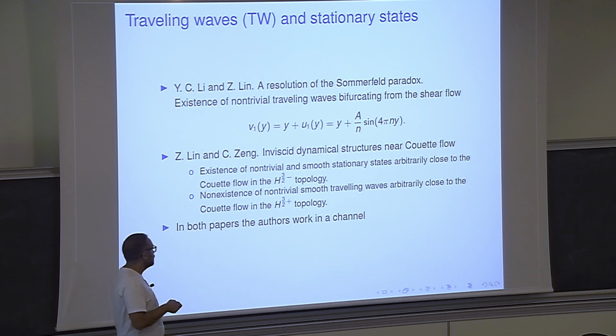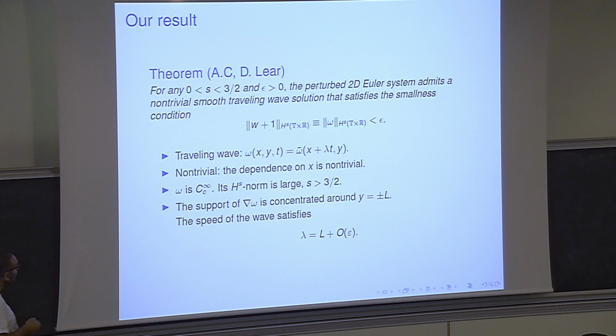So in these two papers they work in a channel, and what we did is to prove that there exists a traveling wave arbitrarily close to the Couette flow in the same space H3/2 minus. Well, for us, a traveling wave is something like this. It's a vorticity whose dependence on time is just a translation of the first variable with a speed lambda. Non-trivial, again, means that the dependence on x is non-trivial, otherwise we are working with a shear flow.